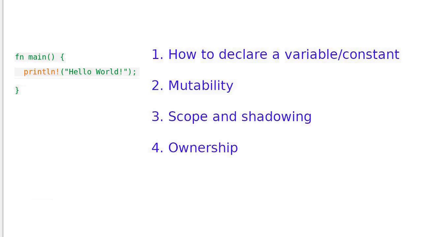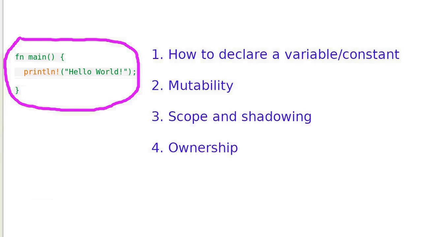This short video is about the basic concepts of Rust, including variable declaration, variable mutability, scope, shadowing and ownership. Rust is a statically and strongly typed systems programming language. Statically means that all types are known at compile time.